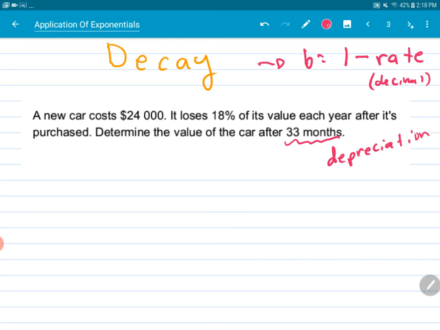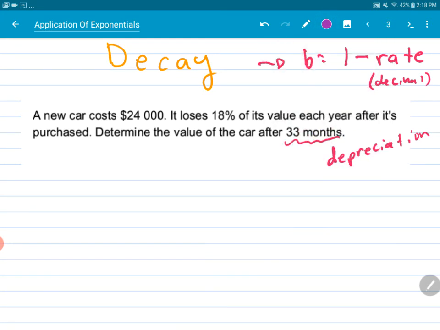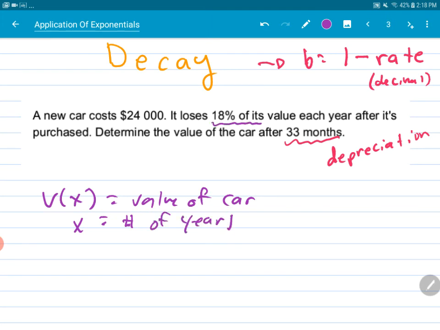So just like we did before, we're going to make an equation first to start it off. You could do P again, but we said P was for population. We could say this is V for value. We could say V of X is the value of the car, and x is the number of years. And we need to say that's number of years because it tells us the percent after each year. So we're going to make that in years.